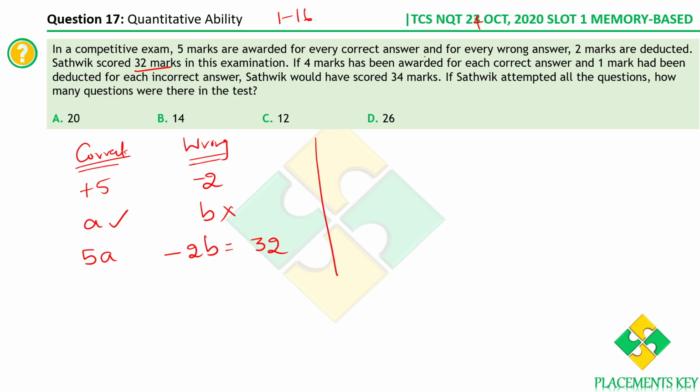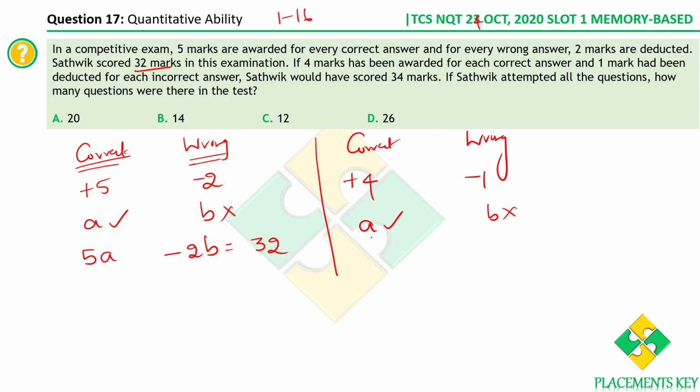If 4 marks had been awarded for each correct answer and 1 mark deducted for each incorrect answer, he would have scored 34 marks. So +4 is awarded for a correct answer and -1 is deducted for an incorrect answer. Now we know that he's answered A correctly and B incorrectly, as we assumed earlier.